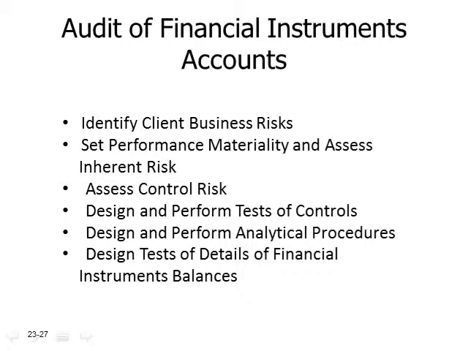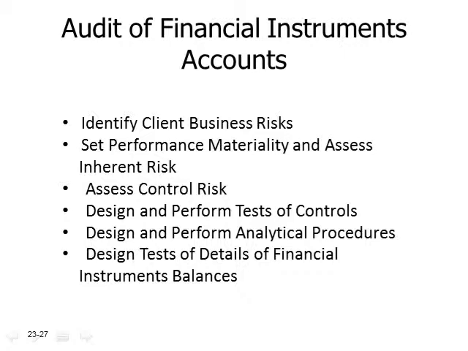And so lastly, we want to talk about financial instruments. And when we're auditing financial instruments, what we need to do are to identify client business risks. So what are the risks associated with the financial instruments that the client has on its balance sheet? We want to set our performance materiality and assess our inherent risk as they relate to these individual financial instruments. We want to perform the same control risk assessment that we would under any other business cycle, whether it's cash or payroll or acquisition. Based on the results of that control risk assessment, we want to test those controls, and then we also then design and perform the same analytical type tests that we covered in previous sections.